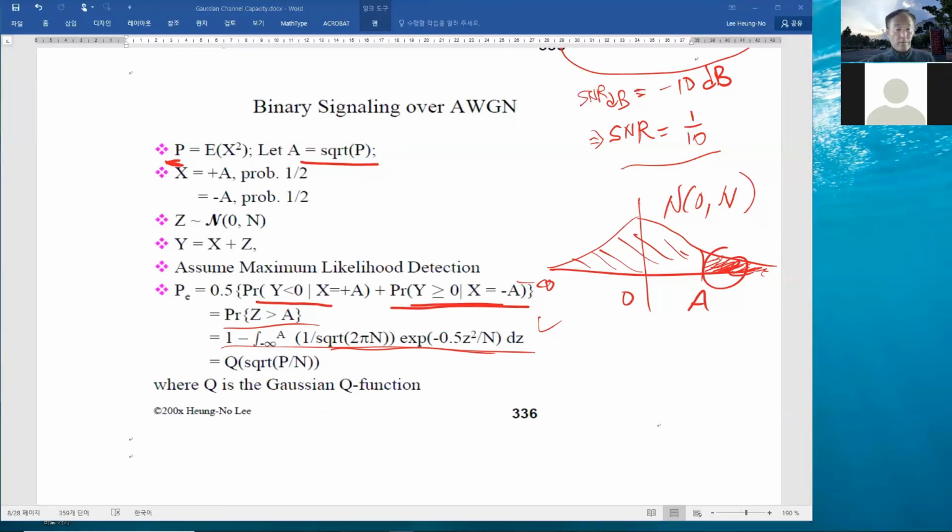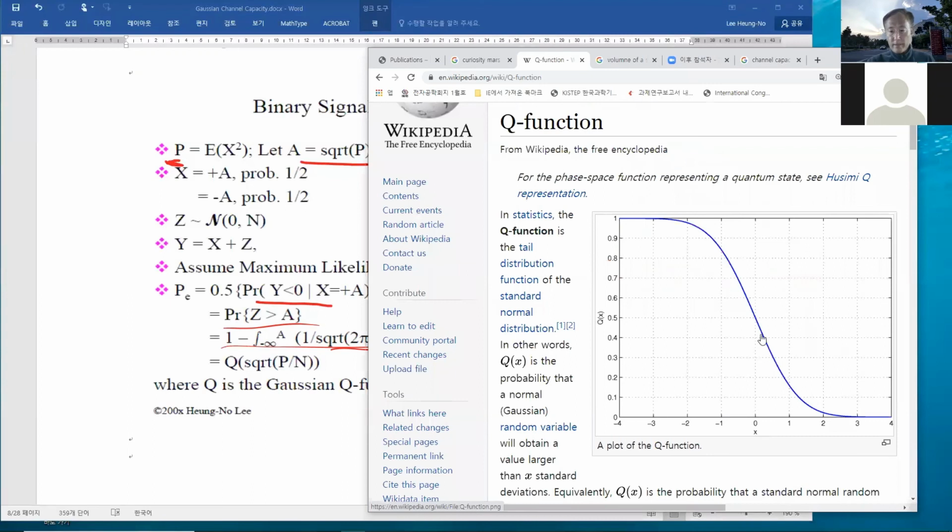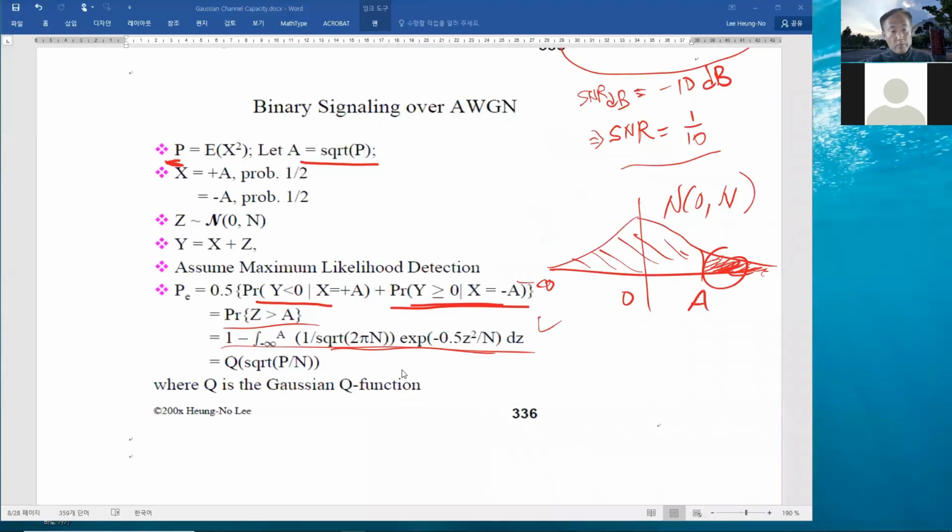The Q function is well defined. If you use a Google search, you can find the Q function. If you have an argument here, then you can exactly determine what the Q function's output is. So you can use that, or you can use MATLAB or Python to program this, and then you will be able to evaluate the error rate.